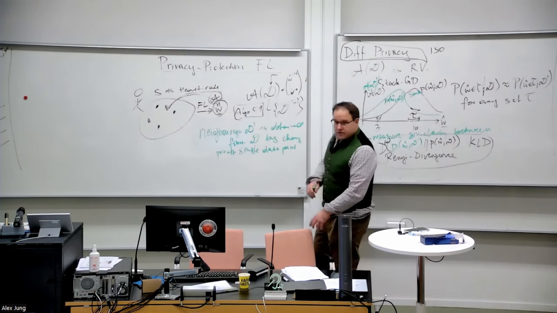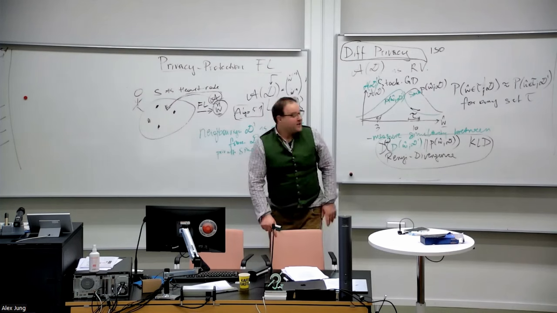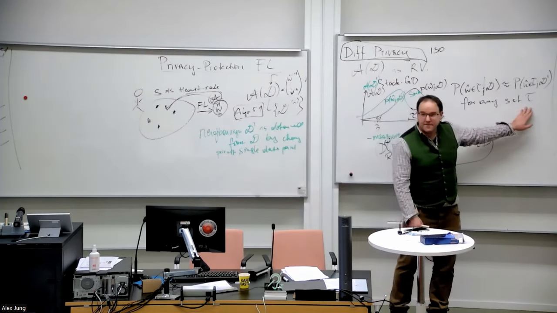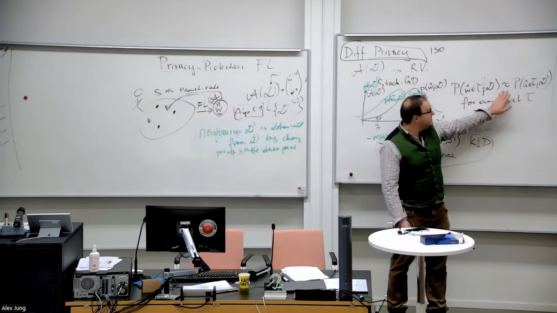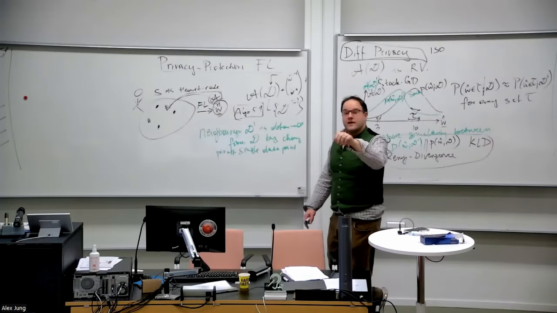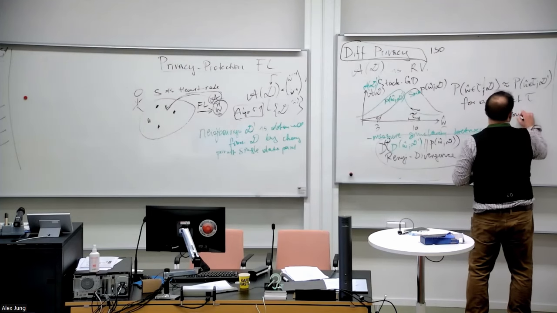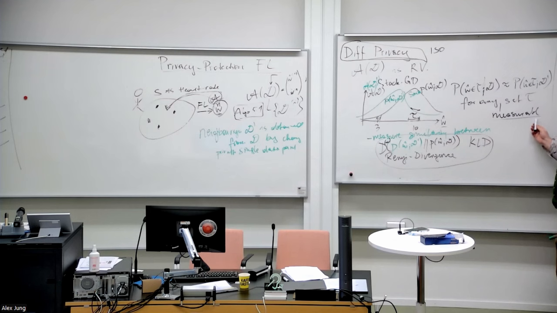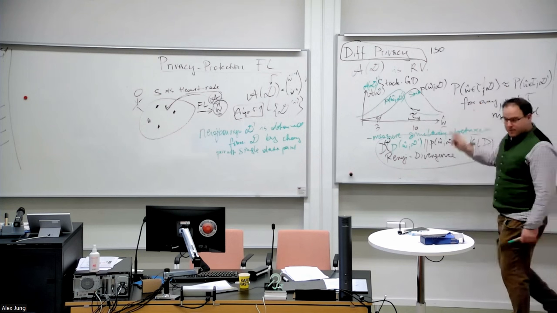Who of you took a course on probability theory? Do you know if this makes sense for any set T? Which type of sets should we look at? Measurable. For any measurable set. Yeah, because this is a little detail, but an important detail, because only for measurable sets does this expression make sense. You can evaluate this probability.